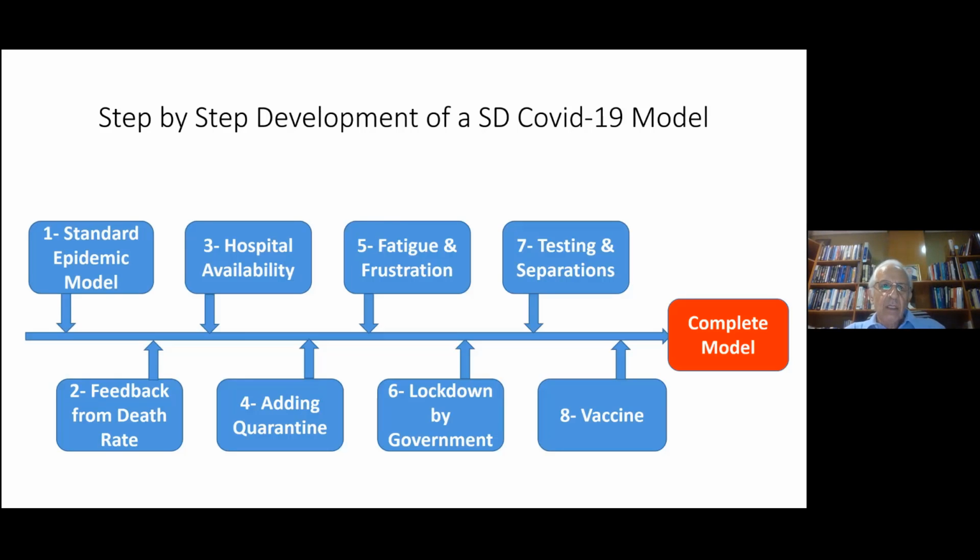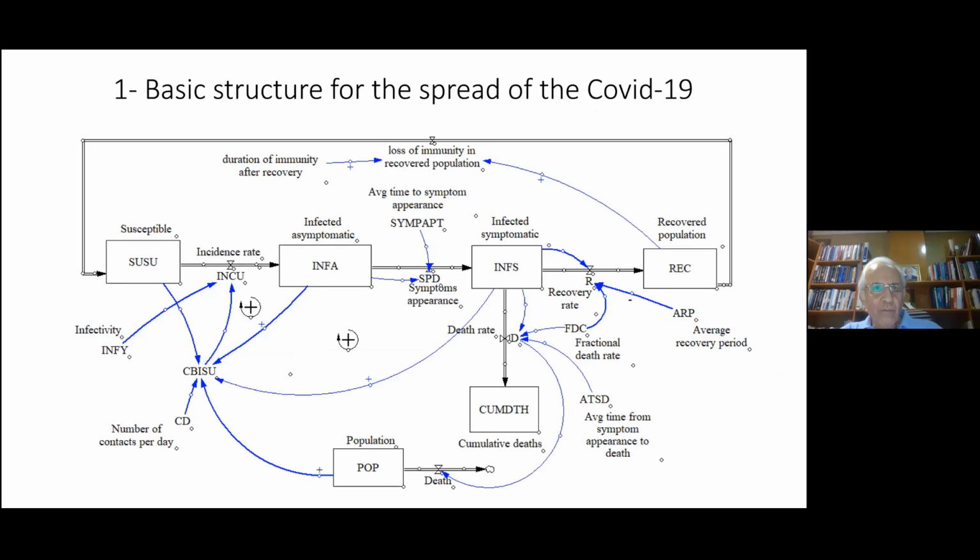The standard or basic structure of the model is shown here. We have a susceptible population in the model of about 80 million persons. Through incidence rate, they go to infected asymptomatic patients, and then as symptoms appear, they go to infected symptomatic, and those who are symptomatic either recover, go to the recovered population, or die. Those who are recovered, after a period of time, might lose their immunity and go back to the susceptible group.